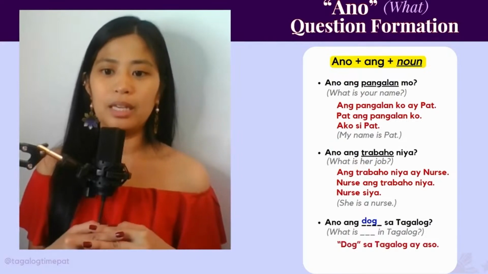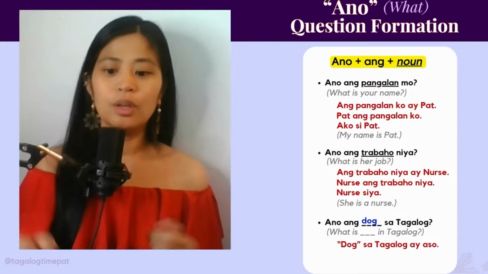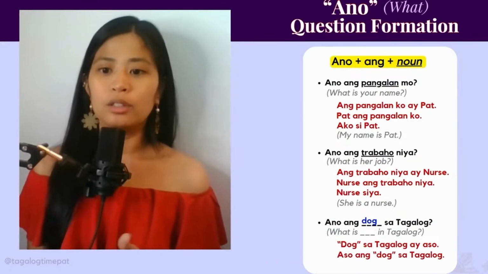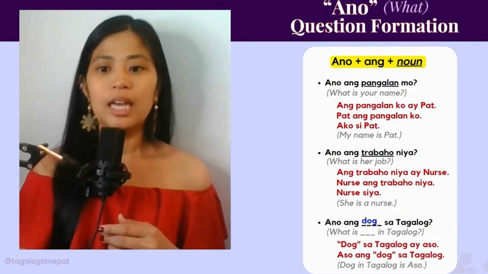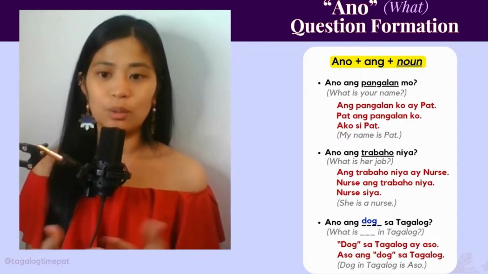The answer would be, dog sa Tagalog ay aso. Or, aso ang dog sa Tagalog. So these both mean dog in Tagalog is aso.